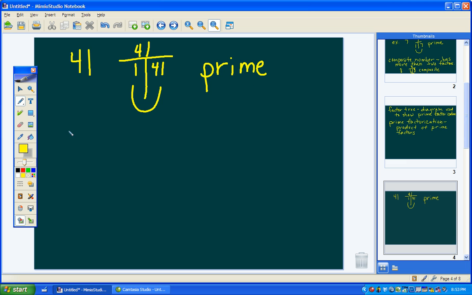By the way, very important to note that the number 1 is not prime or composite because it goes into every single number. It is not included on the prime side or the composite side. It is neither of the two.